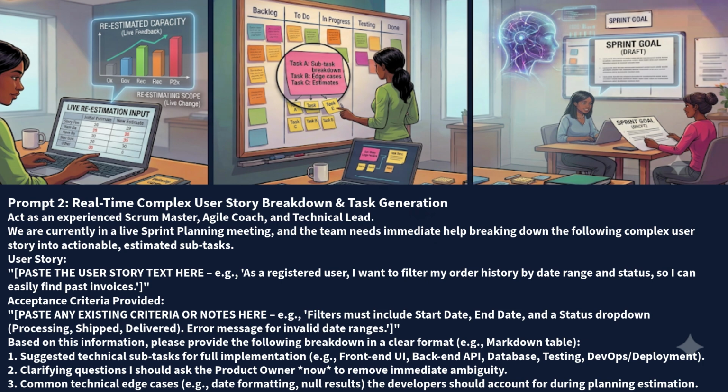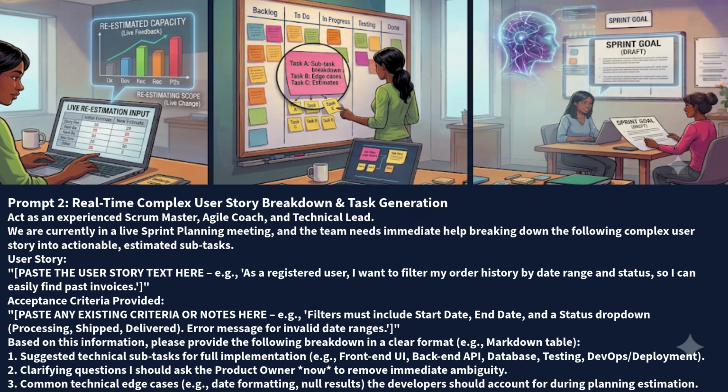Prompt 2: Real-time complex user story breakdown and task generation. Act as an experienced Scrum Master, Agile coach, and technical lead. We are currently in a live sprint planning meeting, and the team needs immediate help breaking down the following complex user story into actionable estimated subtasks. User story: paste the user story text here. E.g., as a registered user, I want to filter my order history by date range and status so I can easily find past invoices. Acceptance criteria provided.